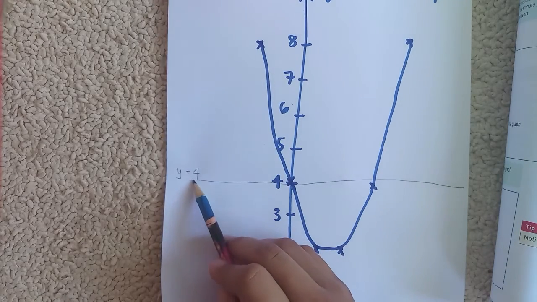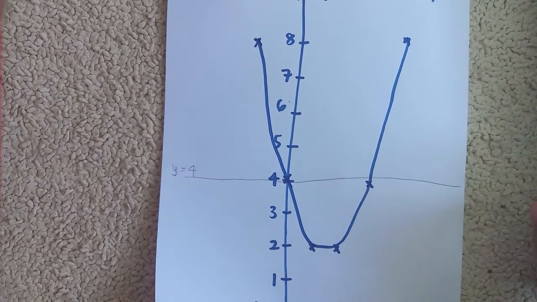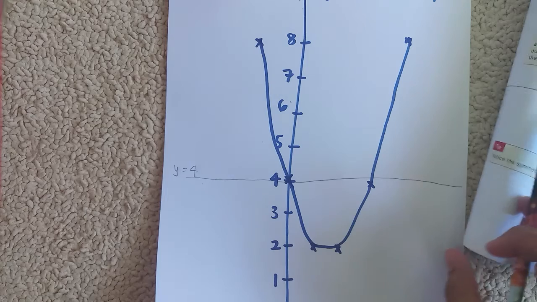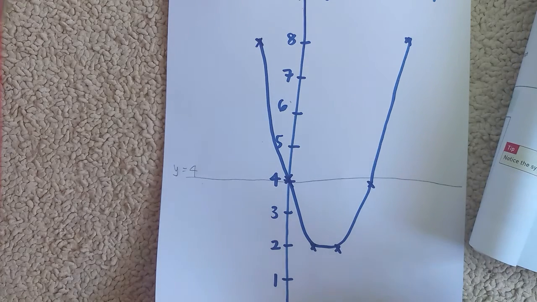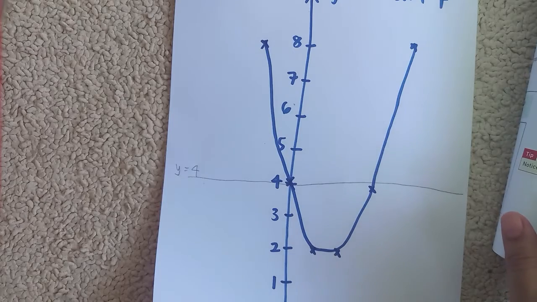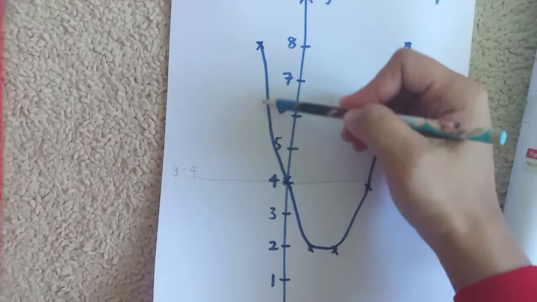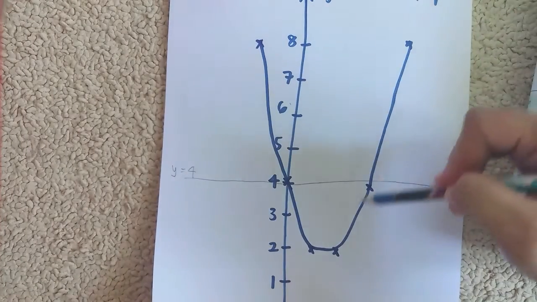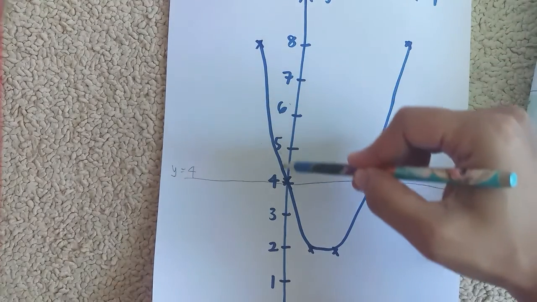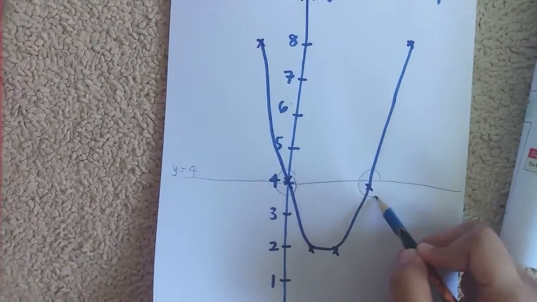So y equals 4. Now we need to solve this equation. Solving means you need to find the value of x. So how do we find the value of x? You just look at the point of intersection between y equals 4 and your graph. Where are the points of intersection of the line and the graph? Here and here.